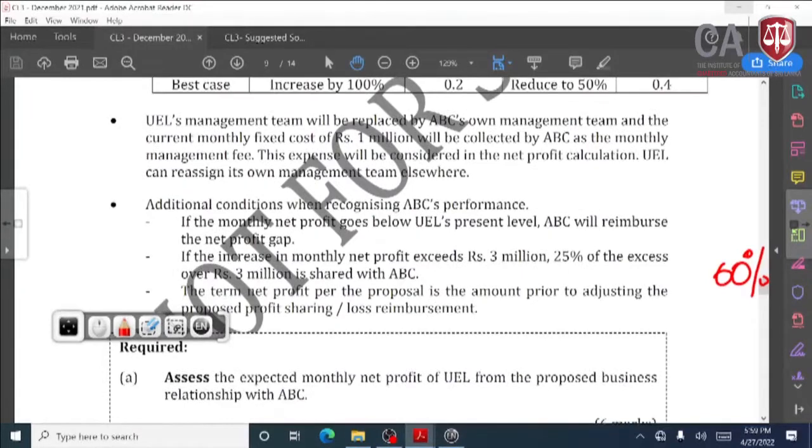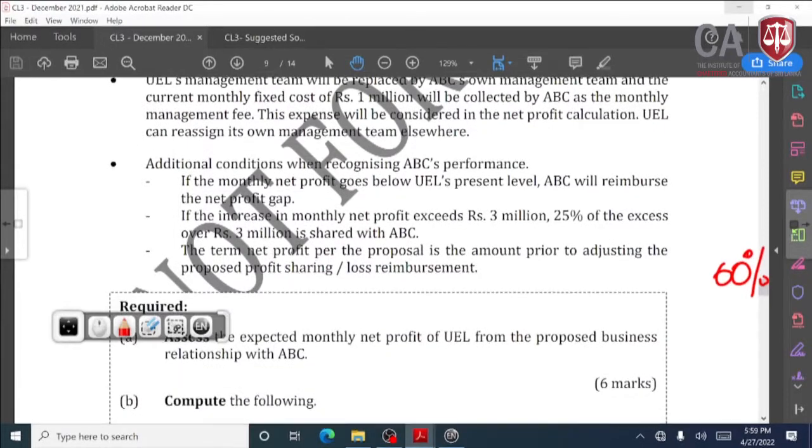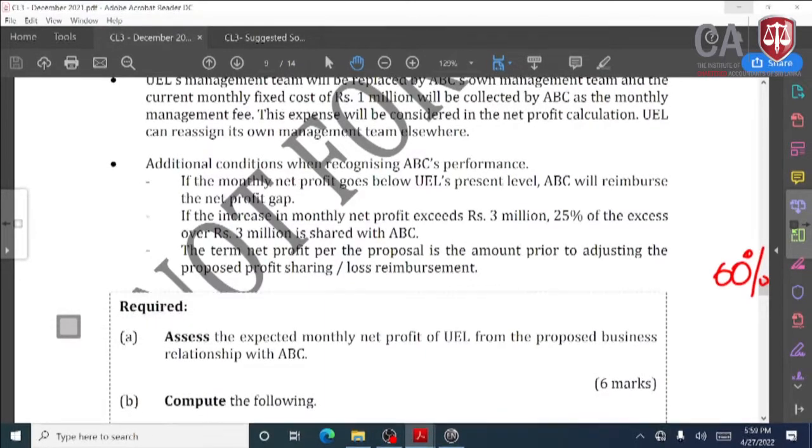Then additional conditions. What are the additional conditions? If the monthly net profit goes below UEL's present level, that means the current level of profitability, which you have to calculate, ABC will reimburse the net profit gap. You have to look at what the current net profit is. If your profit falls below after this transfer, if the revenue falls, then what will happen? ABC has to repay the gap.